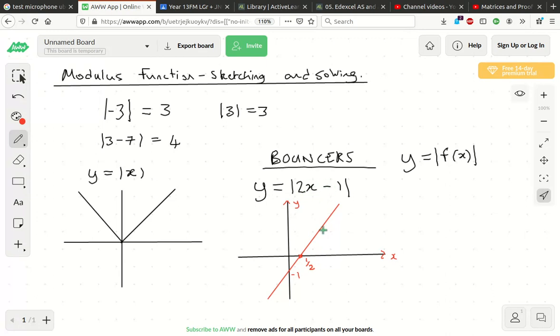But the second you use a number where x is less than a half, you're going to get a negative value. And those negative y coordinates, like for example minus 1, let's take minus 1 down here. When x is 0, you get minus 1 within the modulus, but the modulus makes it positive 1. So it should actually be going up there.